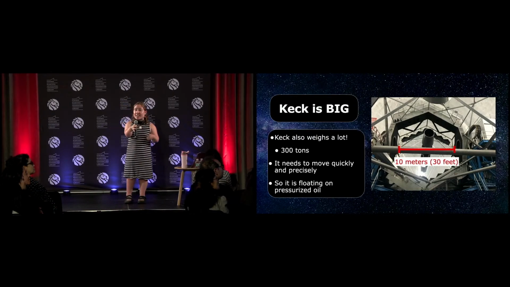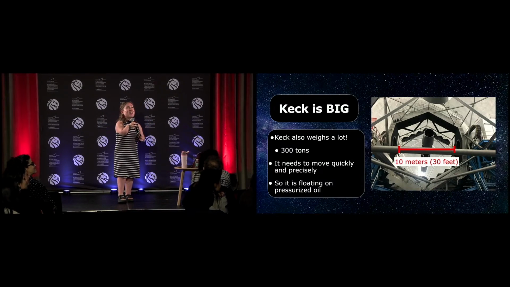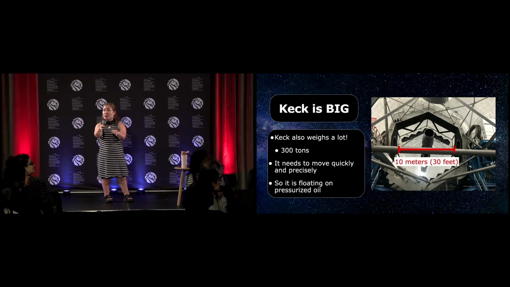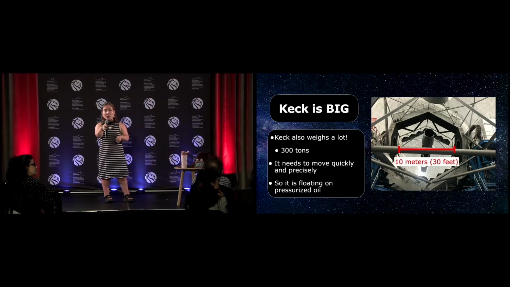It also weighs a lot because it's big. It weighs 30 tons. Sorry, 300 tons. Thank you, I undersold it. 300 tons. But this telescope needs to move incredibly precisely and quickly, and it can't shake while it's moving because, as someone mentioned before, the Earth is rotating, so things move in the sky. So to move it very smoothly, they actually have it floating on pressurized oil. So this massive telescope that is 300 tons is floating.